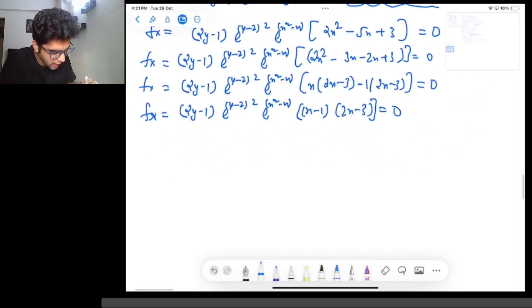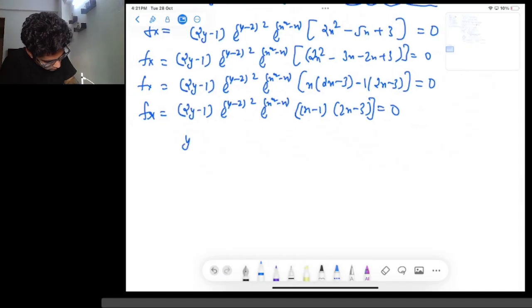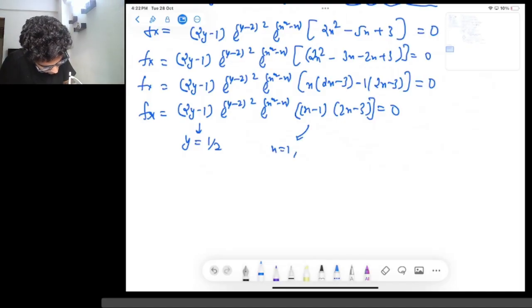The stationary points that I can find from here: e can never be equal to 0, because e to the power x is only 0 at negative infinity. So the e^((y - 2)²) and e^(x² - x) terms, we don't need to equate to 0. The stationary point that I can get by equating fx equal to 0 is y equal to half. This will give me y equal to half, and x equal to 1, and x equal to 3 by 2.